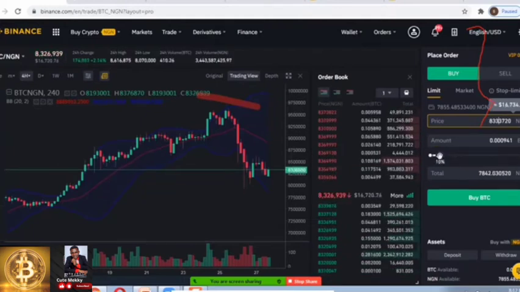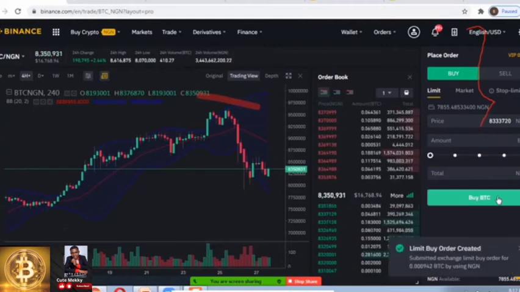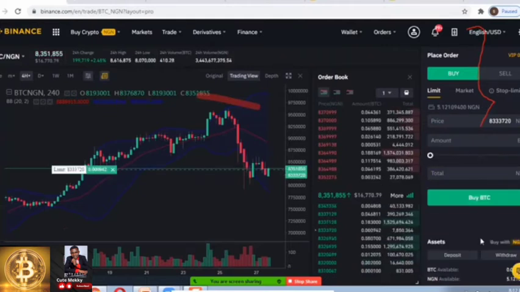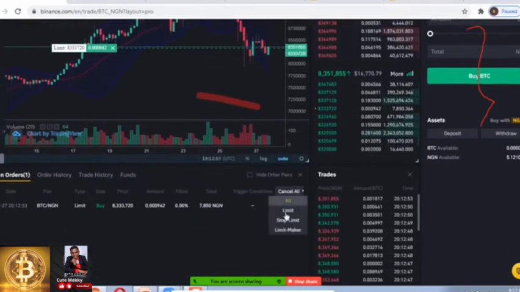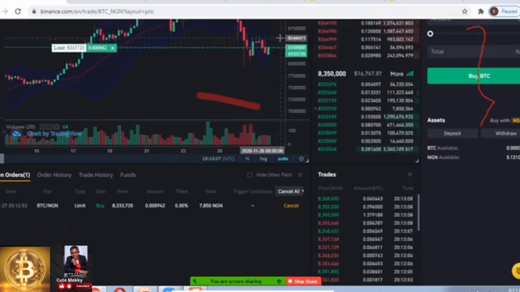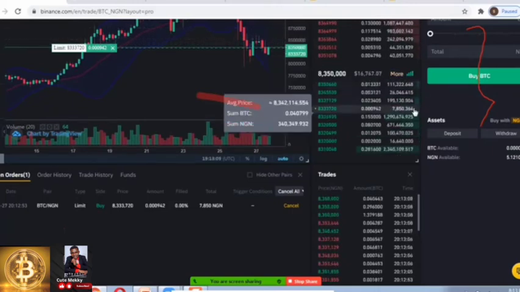And then use the entire money here and click buy. So my order will be executed as a limit order. If you go here, you see my order is not filled yet, but if price comes to this level, it will be executed. You can see it here. When price comes to this level, it will be executed, and I believe price will still go back up. So that's how you buy Bitcoin.